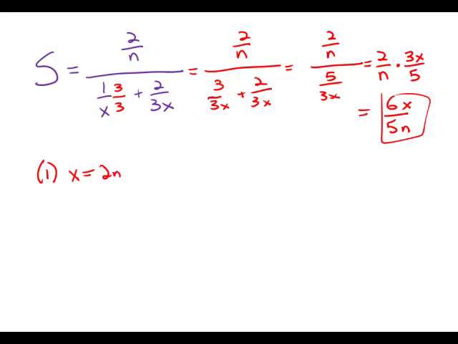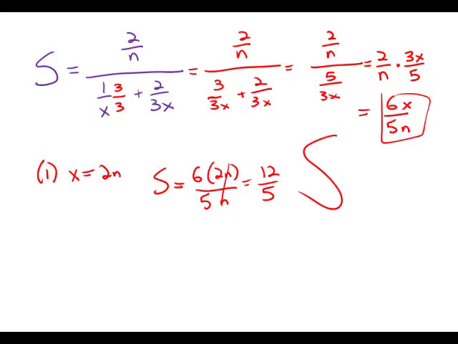Well, if x equals 2n, then S equals 6 times x, but we can substitute in 2n, over 5n, and the n's cancel, and what we get is 12 over 5. So with statement number 1, we can actually find the numerical value of S. So statement number 1 is sufficient.